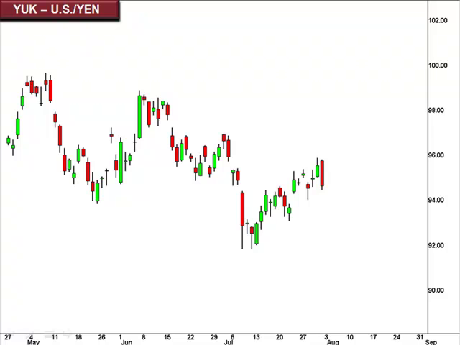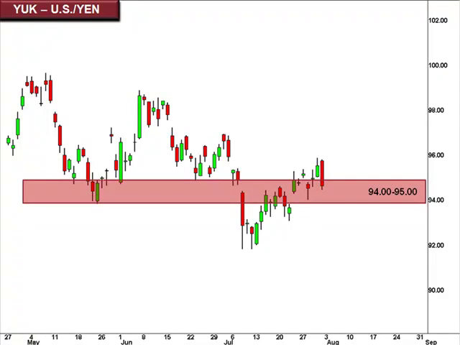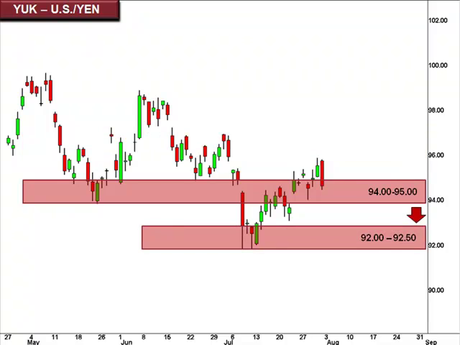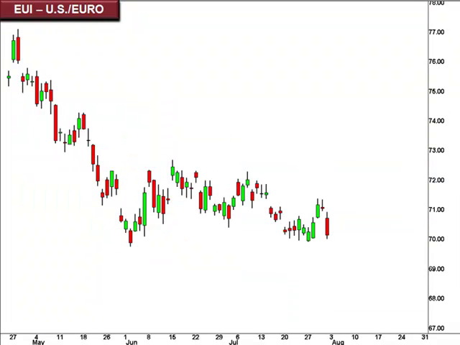Well, the YUK extended into our 96 target before completely reversing, suggesting some weakness in the US dollar against the yen. If the 94.95 zone holds, we may see a second test of 96. However, at this point, a break below 94 is likely to yield a test of our 92.5 range.